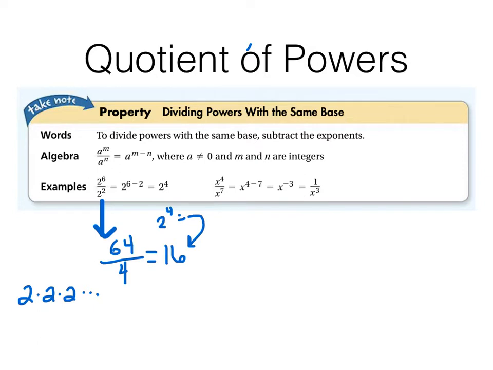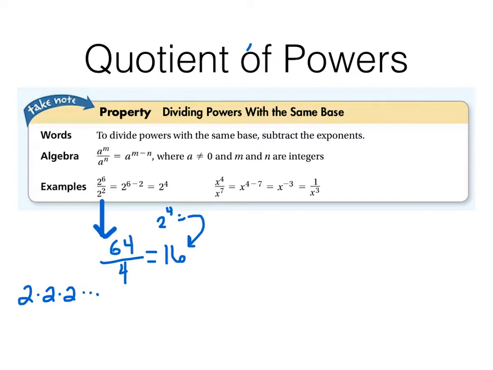It kind of makes sense that for multiplying powers, you're adding the exponents together. Multiplication and addition kind of go together. And for dividing powers like this, you're subtracting the exponents. Division and subtraction kind of go together. When you multiply and when you add, you get bigger answers. When you divide or subtract, you get smaller answers. So that's one way to think about it.